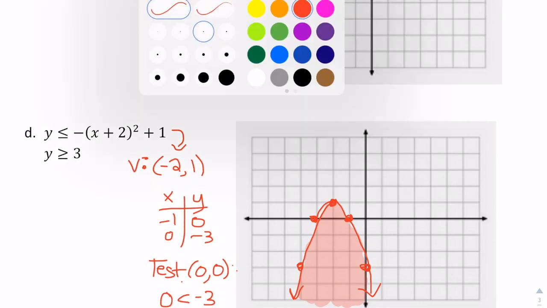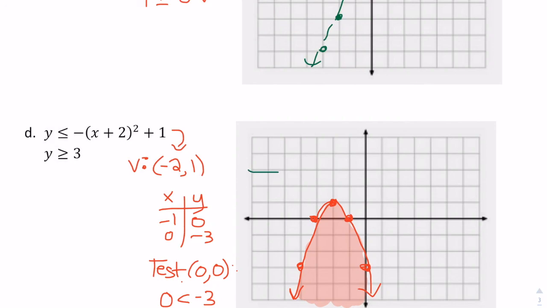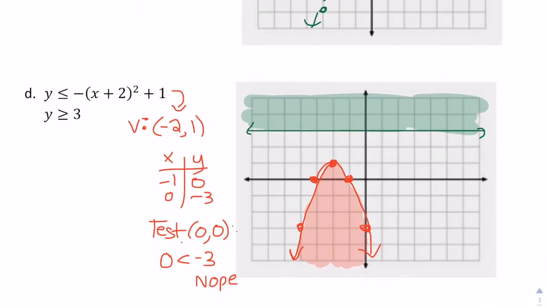Your other line is y is greater than or equal to 3, so that's just another horizontal line. All the points with y values of 3 or larger. The ones with y values that are larger than 3 are going to be above that line. So your two inequalities' solution sets don't overlap. There aren't any points that make both of those inequalities true. So this is actually a system of inequalities with no solution. You can get some points that work in one, some points that work in the other, but there are no points that are going to make both inequalities true at the same time.